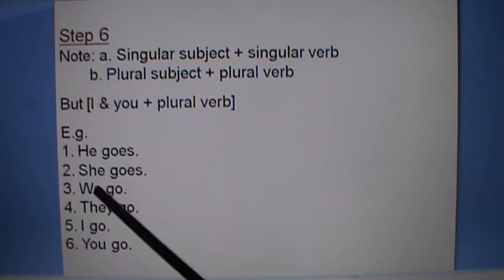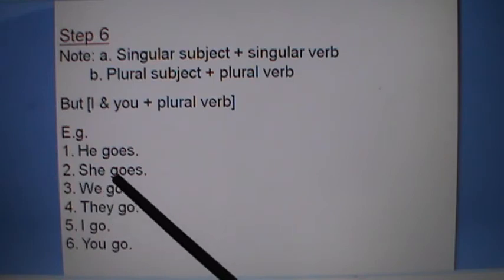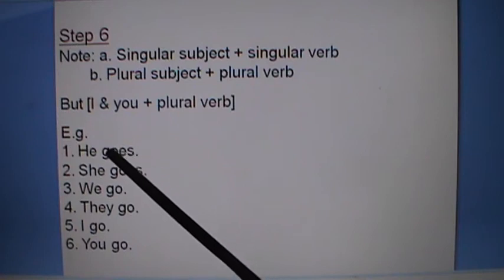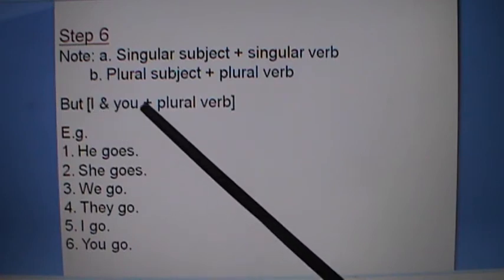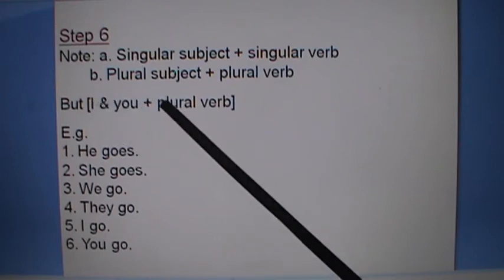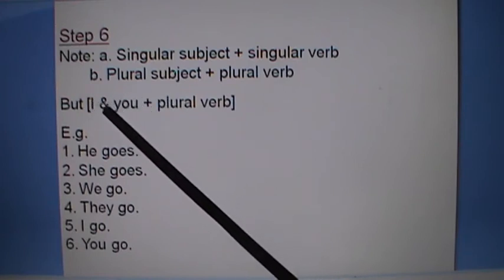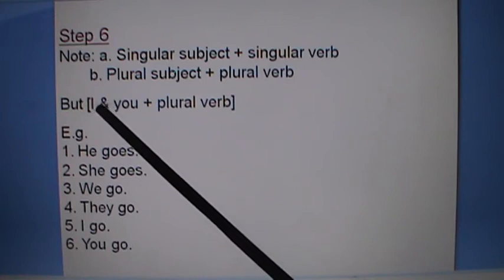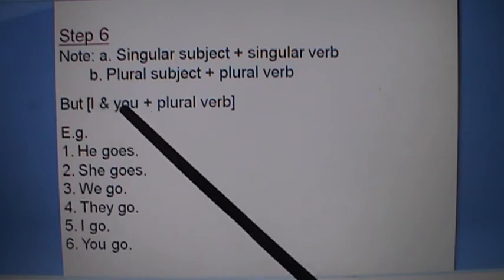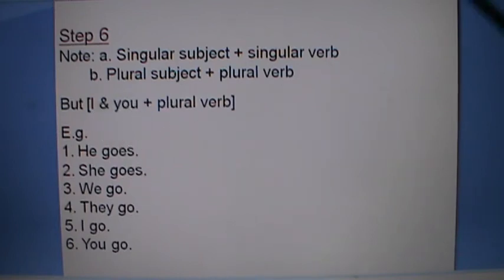Similarly, she goes, we go. We is plural, so with plurals we use the verb 1 form: we go. In this way we should be able to form short statements. I and you always take a plural verb. This is an exception. I is singular but it always takes a plural verb, and I takes only two singular verbs: am and was. Except am and was, I takes all plural. You always take a plural verb, there is no doubt.